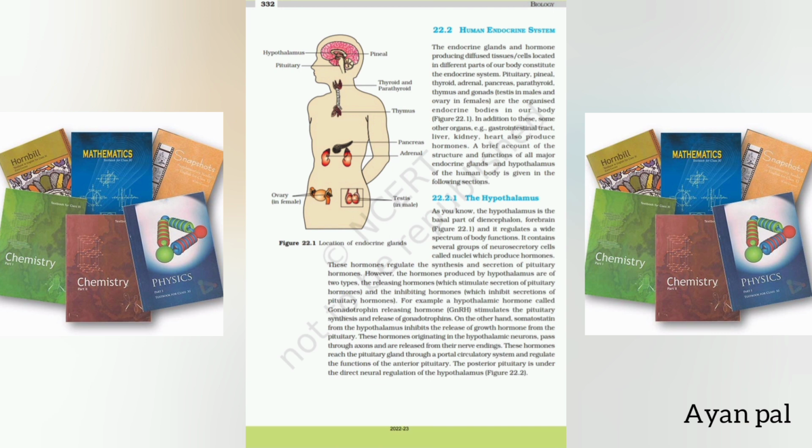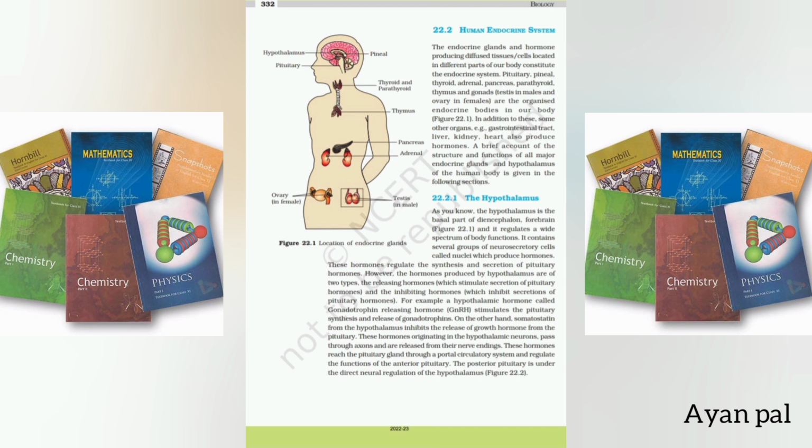Human endocrine system. The endocrine glands and hormone-producing diffuse tissues and cells located in different parts of our body constitute the endocrine system. Pituitary, pineal, thyroid, adrenal, pancreas, parathyroid, thymus and gonads (testes in males and ovary in females) are the organized endocrine bodies in our body. In addition to these, some other organs, gastrointestinal tract, liver, kidney, heart also produce hormones. A brief account of the structure and functions of all major endocrine glands and hypothalamus of the human body is given in the following sections.